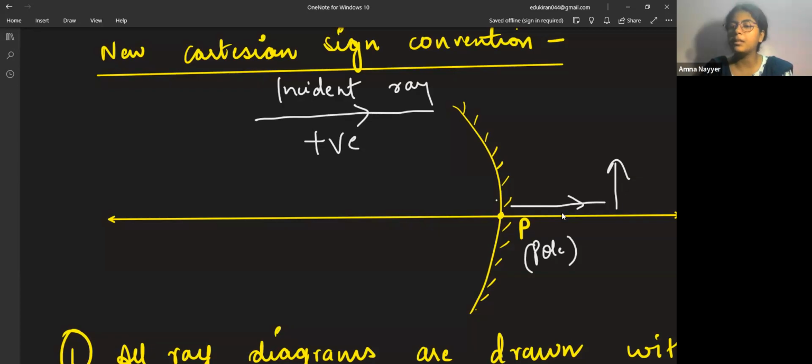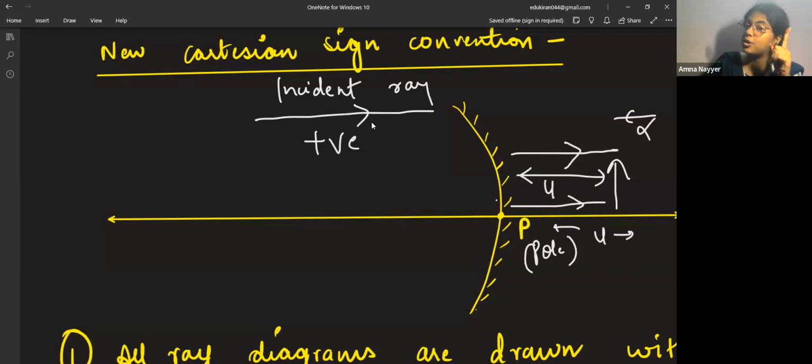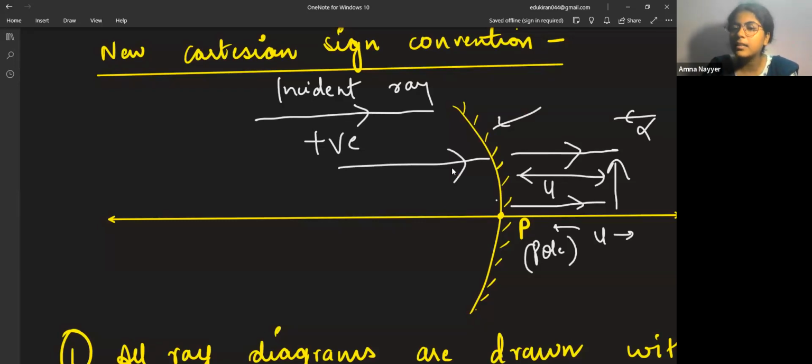Suppose an object is kept. The object's separation from the pole we call the object distance. So if the object is kept here behind the mirror, you are moving from the pole towards the object. How will you move? This is the direction. You will not move like this, right? You will always move from the pole to the object. So this separation, which is the object distance, is in the direction of incident ray. Because obviously, if this is the mirror, the incident ray will strike like this. The incident ray will not strike from behind, right? So this direction will be positive.